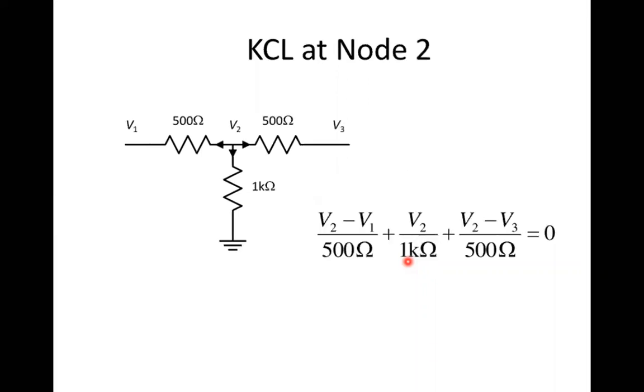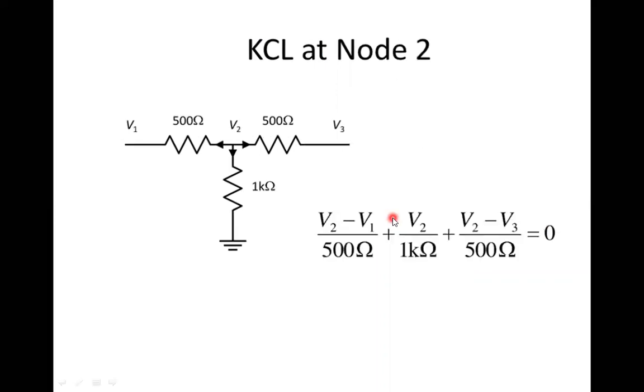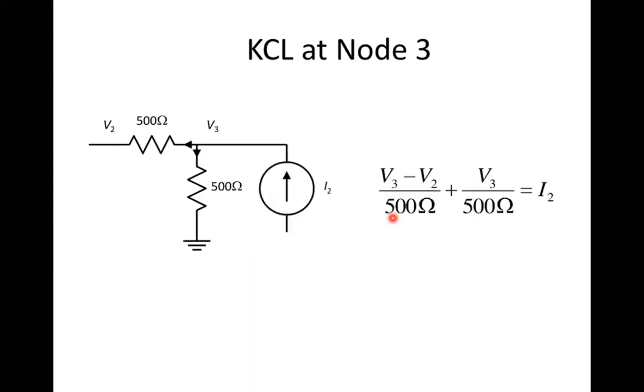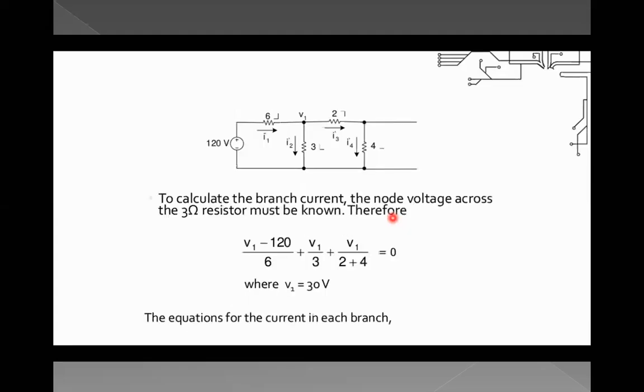Applying node 1, node 2 and node 3. So this was node 1, and this is how it has come. For node 3, node 2, this one, node 3, this one. So using the same nodal analysis for this particular circuit, we can have the equation in this form. And if you solve this, we'll get V1 as 30 volts.